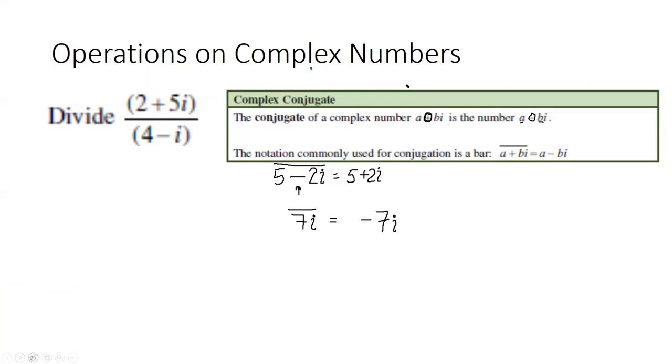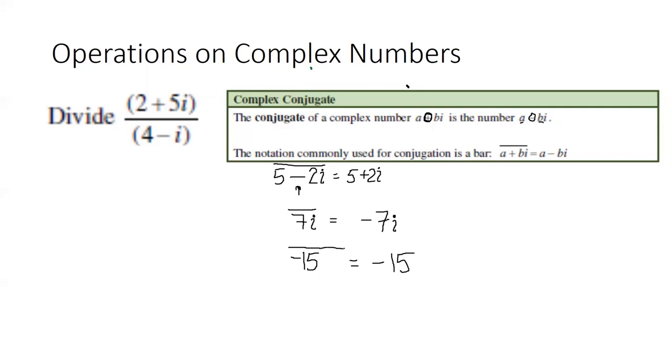And let's suppose I had the conjugate of negative 15. What's the conjugate of negative 15 going to be? Well, negative 15. Why is that? Well, same reasoning.